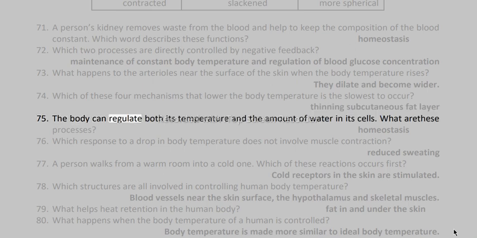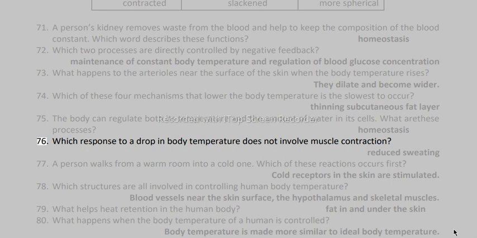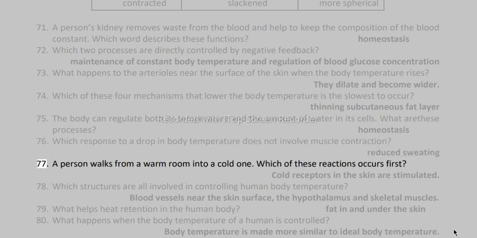75. The body can regulate both its temperature and the amount of water in its cells. What are these processes? Homeostasis. 76. Which response to a drop in body temperature does not involve muscle contraction? Reduced sweating.